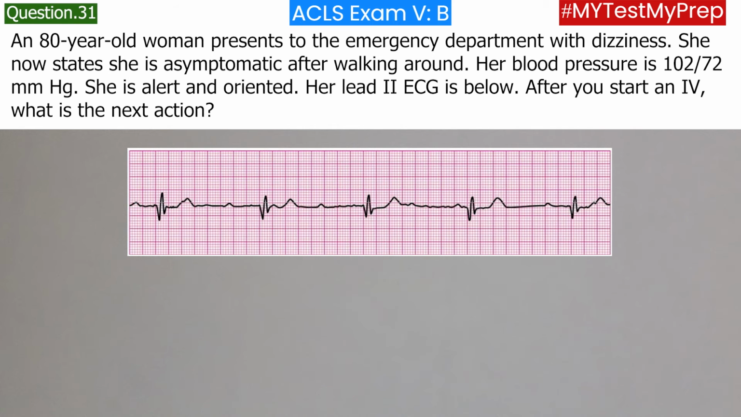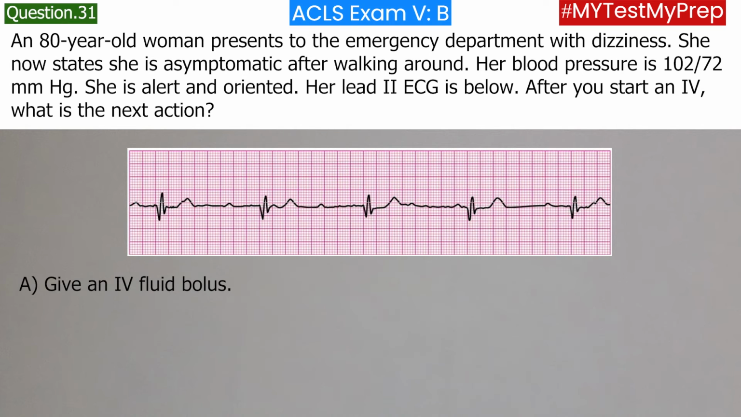An 80-year-old woman presents to the emergency department with dizziness. She now states she is asymptomatic after walking around. Her blood pressure is 102 over 72 millimeters of mercury. She is alert and oriented. Her lead 2 ECG is below. After you start an IV, what is the next action?